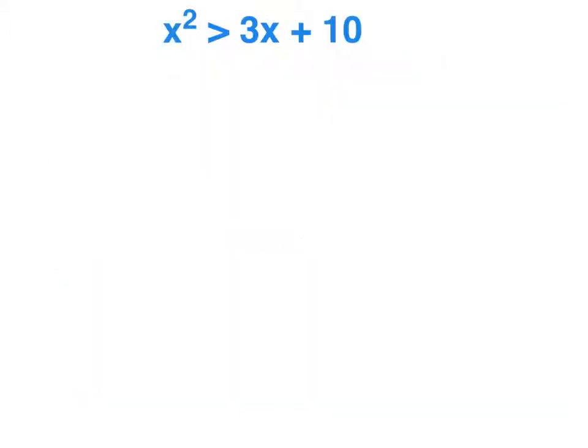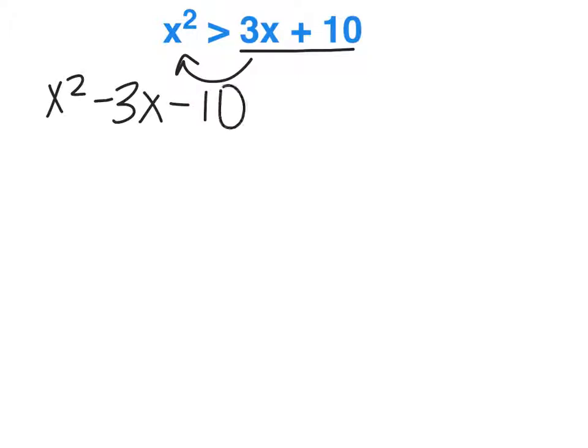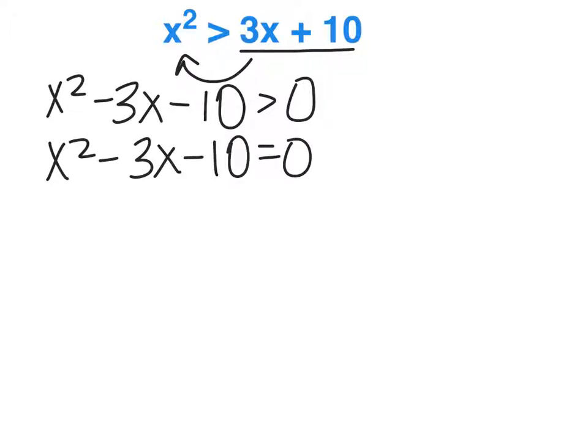And for our second example, we're going to follow the same process, but as I'm looking at this, I know it's a quadratic, with the exception that all of the terms are not on the same side. So that's the first thing I'm going to do, I'm going to move the 3x plus 10 to the other side to give me x squared minus 3x minus 10 is greater than 0. And I'm going to do the same thing as I did in the last problem, where I'm going to set it equal to 0 so I can solve for the roots.